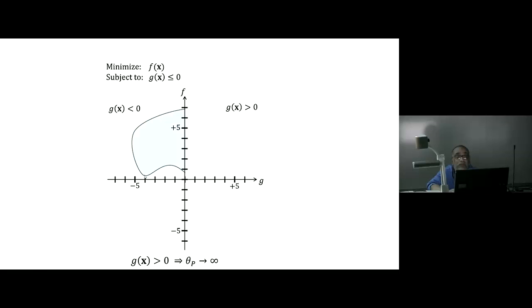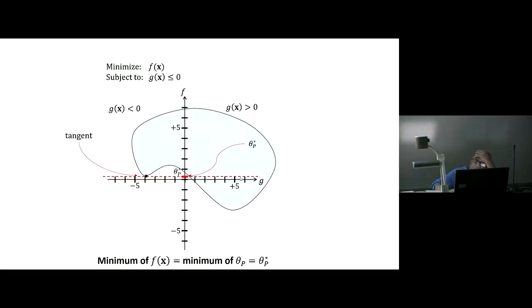At this point, what we can do to obtain theta p star is draw a horizontal line that's tangent to this in the feasible region. It doesn't matter what happens to this blue shaded region in the infeasible region. In fact, it's going down a little here, but we are restricted to the feasible region. So this is the point where we get theta p star.